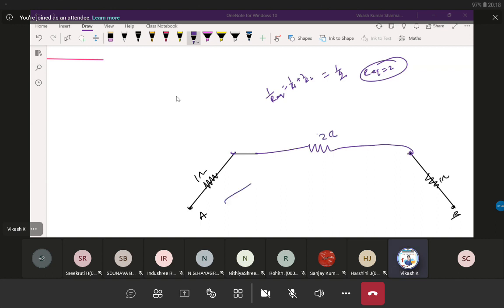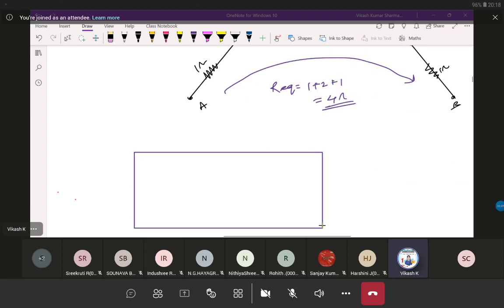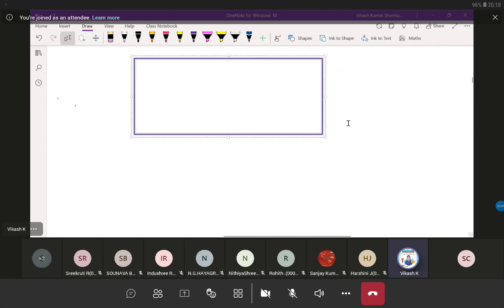Instead of all these branches, we got 2 ohms. Now all these 3 are connected in series. So what will be R equivalent? 2 plus 2 is nothing but 4 ohm. Yes or no? Is that clear to everyone? Draw this circuit also.